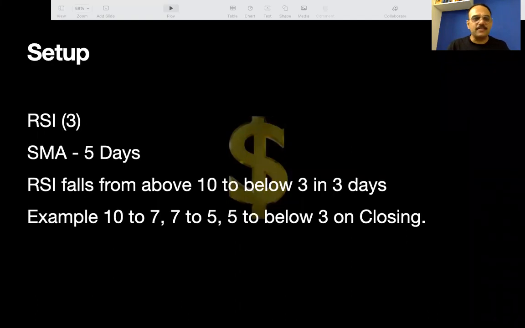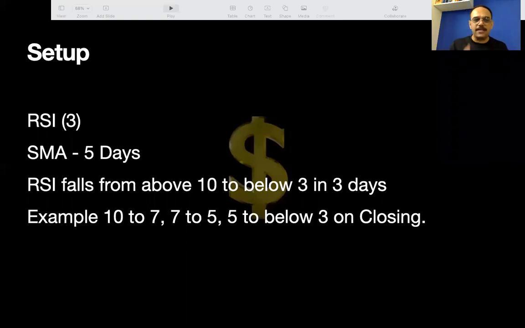This is the setup. The setup is we will be using RSI of 3 days. Normally, RSI is for 14 days, which is the default. We will be using RSI for 3 days. Then we will be using a simple moving average of 5 days.